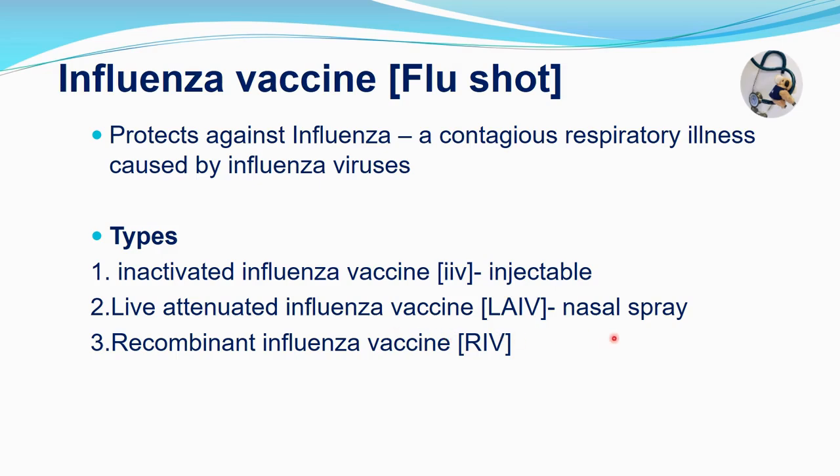Number 2 is live attenuated influenza vaccine. This is given as a nasal spray, so not very commonly used. And the third one is recombinant influenza vaccine. I'll be talking about inactivated influenza vaccine.